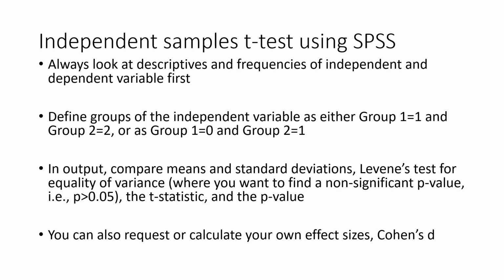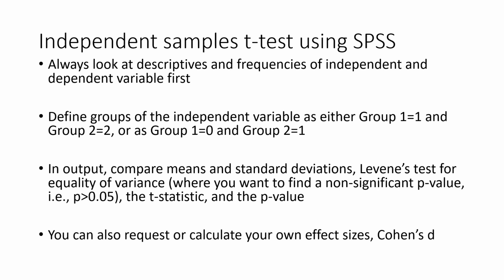So let's look at the various steps we can take when we ask SPSS to carry out an independent samples t-test. First thing you want to do is look at the descriptive statistics and the frequency distributions of both the independent and the dependent variables separately. So you want to do this first before carrying out the tests. The next thing is, in order to carry out the tests, you need to assign numbers to each of your two groups. So you define groups of the independent variable as either group 1 equals 1 and group 2 equals 2, or more commonly, you would define group 1 as 0 and group 2 as 1.